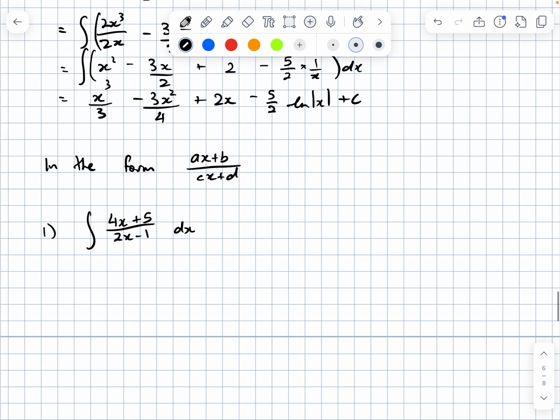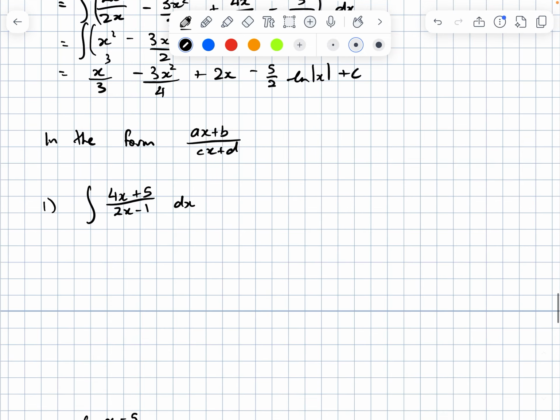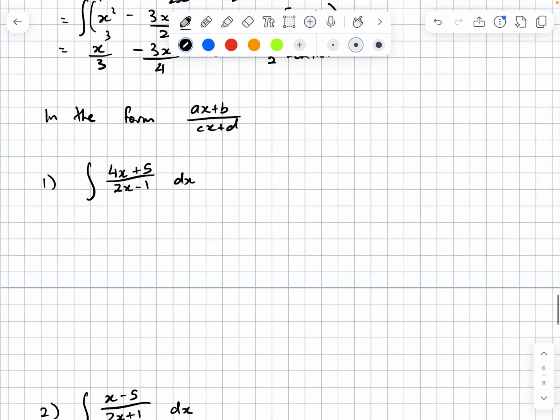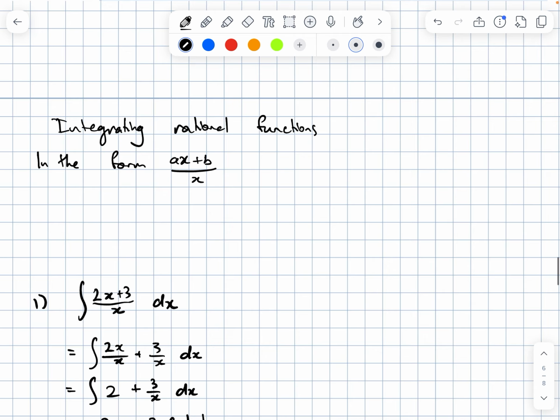Now in the form ax plus b over cx plus d, a little bit harder. And that's because we can't just split the top up with the denominator because there's multiple things on the bottom, and so it's not going to help. So there are multiple ways to do this. The way I'm going to teach you doesn't involve any sort of fancy algebraic division. We're just going to look at how can we make it sort of look like it's in the form above.